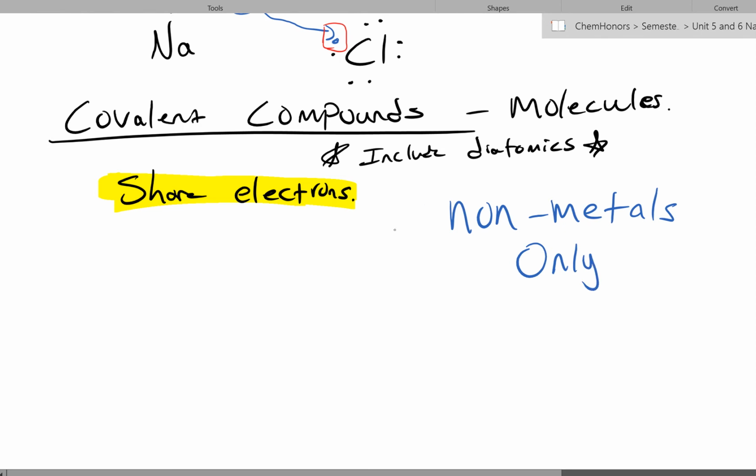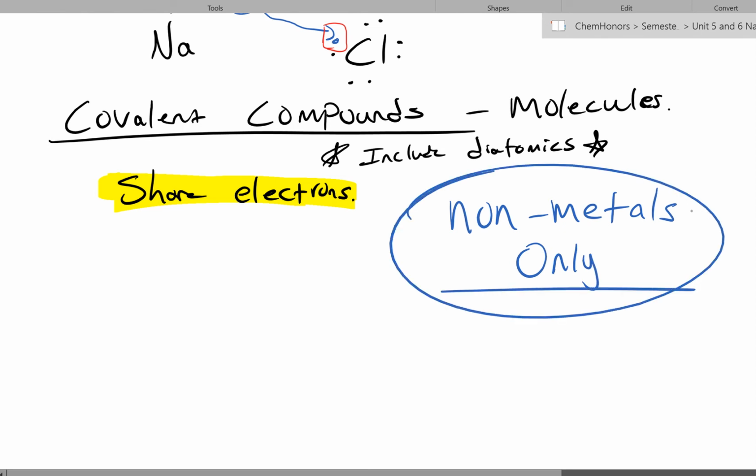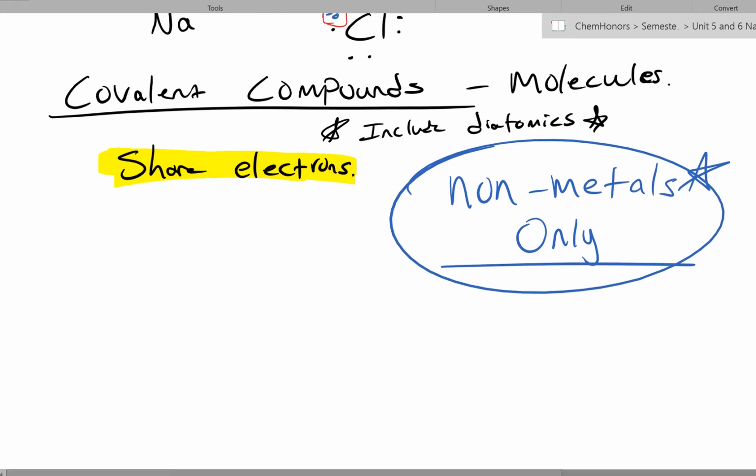Non-metals only. We're going to put a star there. Now, an example of this, and we're going to look at a diatomic one because it's easiest to see if you look at an actual example of what's going on. So we're going to look at a diatomic element, O2. Actually, let's not start with that one. Let's start with H2. All right?